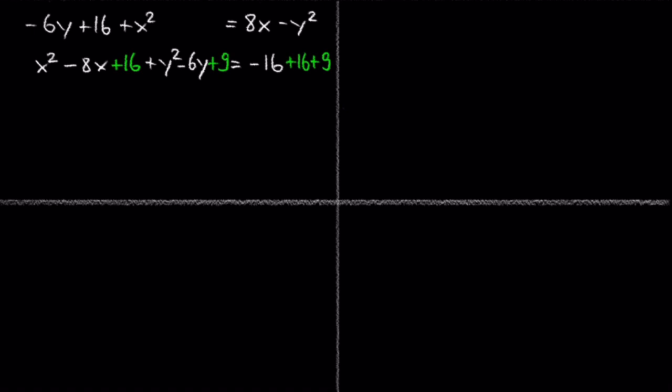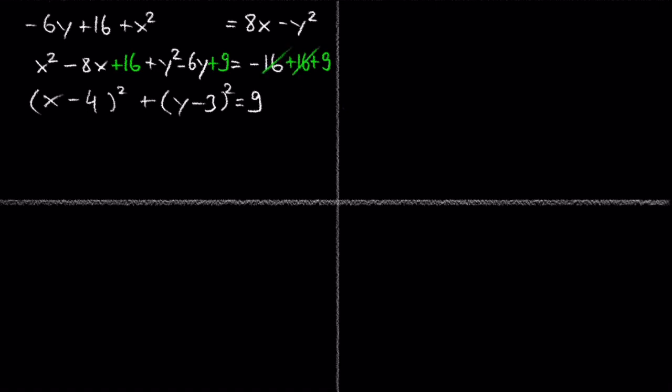Now we have two perfect square trinomials, which we can write as two perfect square binomials, x something squared and y something squared. Do you remember what we put in these empty spaces? The half of negative 8 is negative 4, and the half of negative 6 is negative 3. Negative 16 and 16 cancel each other out, so we keep the 9.